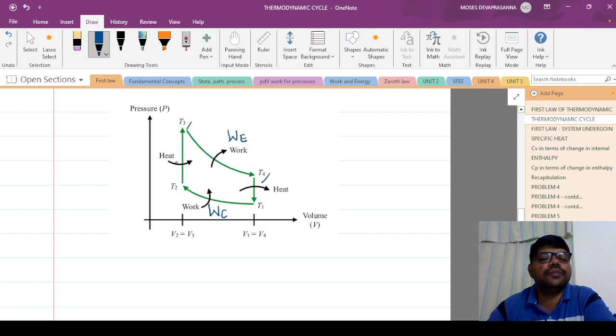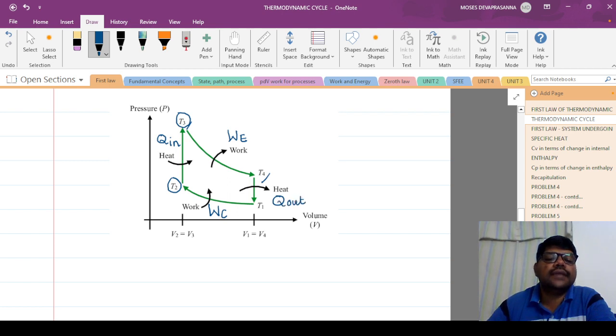During heat addition process 2 to 3, heat is added to the system. I'll write as Q in. And during the heat rejection or exhaust process, heat is removed from the system. It goes to the surrounding. So I'll write as Q out.